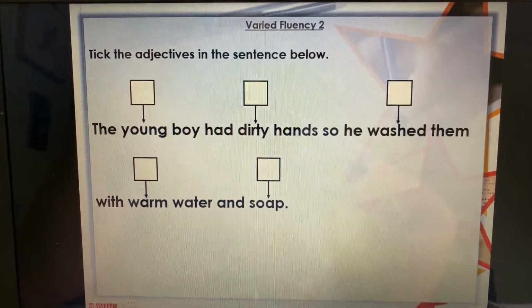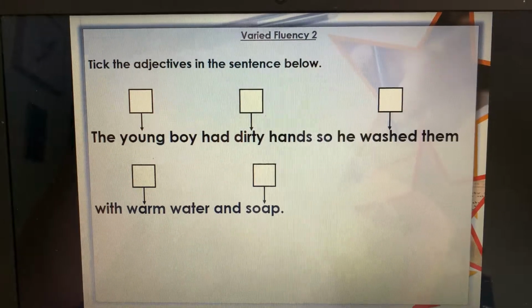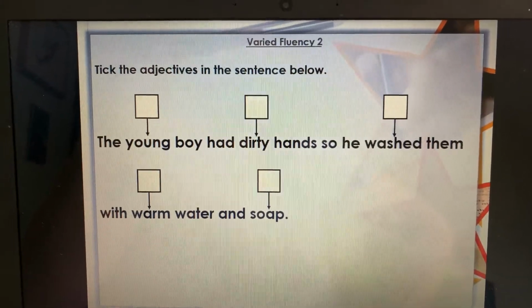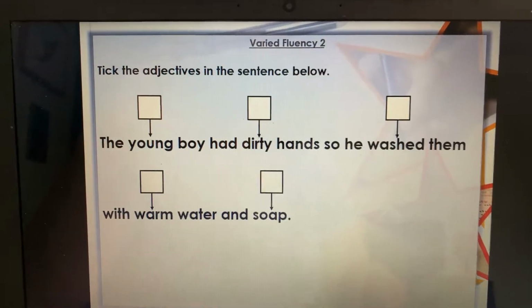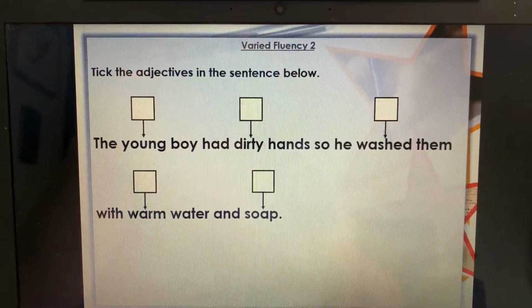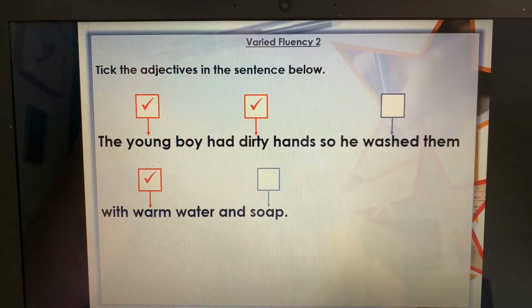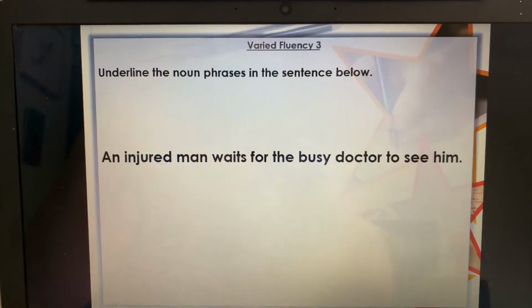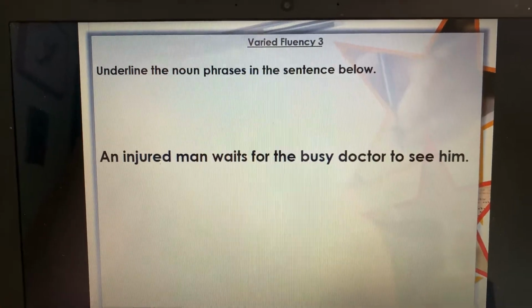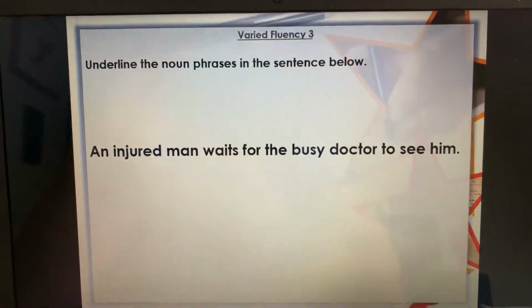Warm is telling you what the water's like, right? So warm will be the describing word. Soap, I think, is a noun. Let's have a look if young, dirty and warm are correct. Oh, thank goodness for that. Yes, they are. Okay.